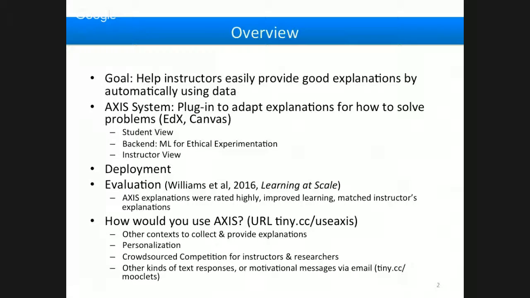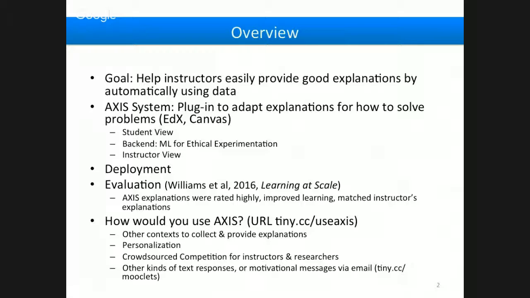But I think the real question, again, is how would you use something like ACCESS or any system like this? And I'd be really curious for your thoughts. So as you hear me talking, if you don't mind thinking, where would this be useful? What's wrong with it? What are its limitations? What else would you like to see? Because there are many contexts where we are going to want to provide explanations. Explanations are building blocks of courses in some way.